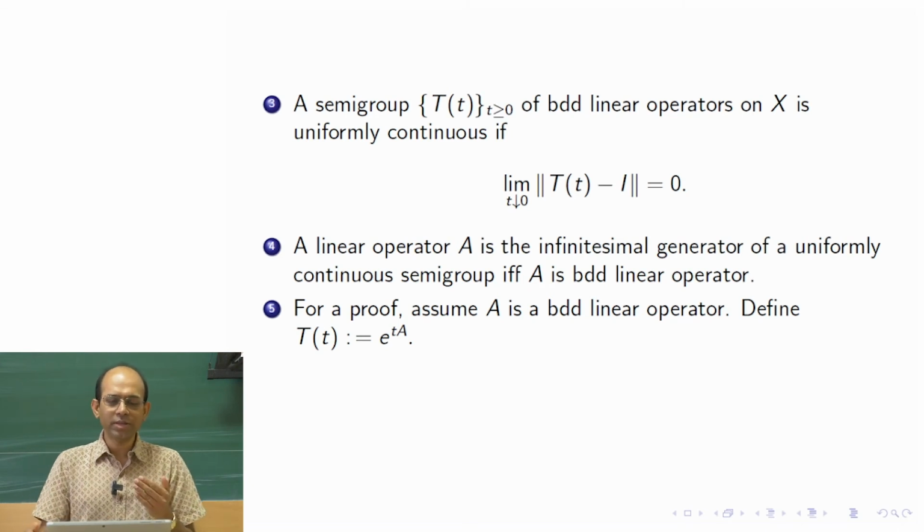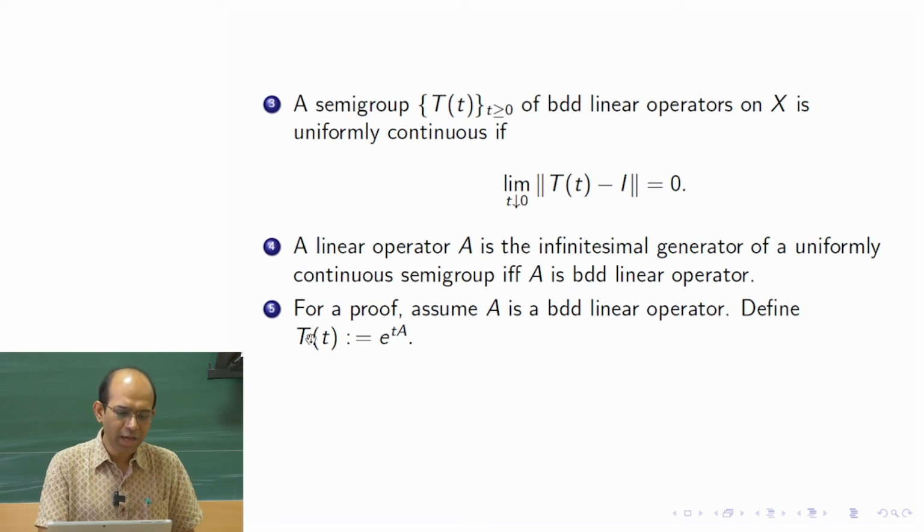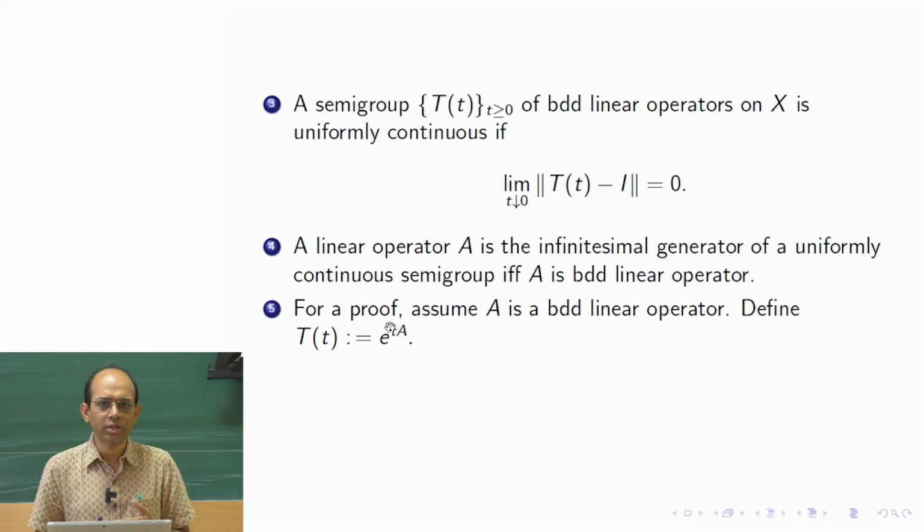Because remember that a semigroup has the property that the composition T(t) T(s) is T(t+s). So here the product, the composition, is giving me T(t+s). That is naturally true for exponential maps, because we can define it using the series expansion of the exponential map.